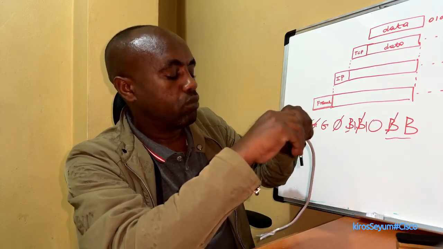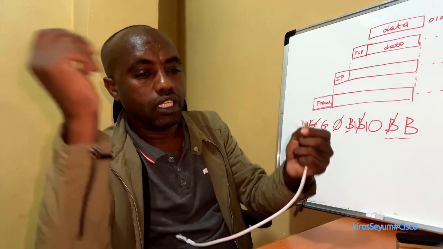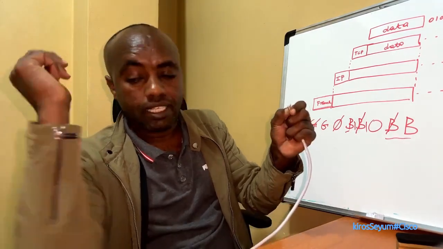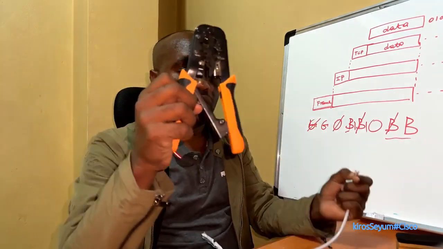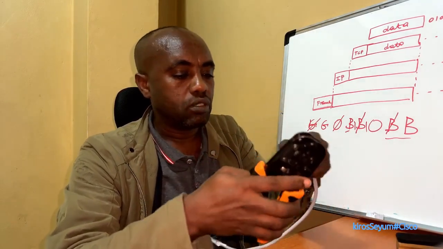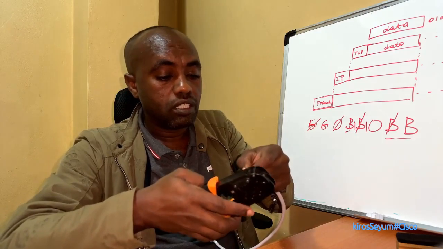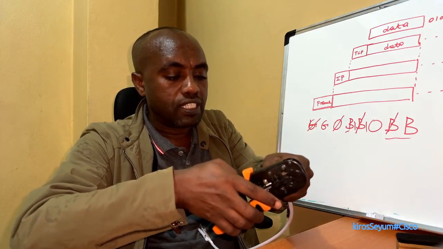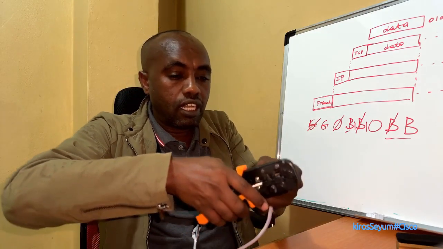So I have to arrange it like this. Then I have what you call a crimper. I have to make these lines equal in size, and then I have to cut.